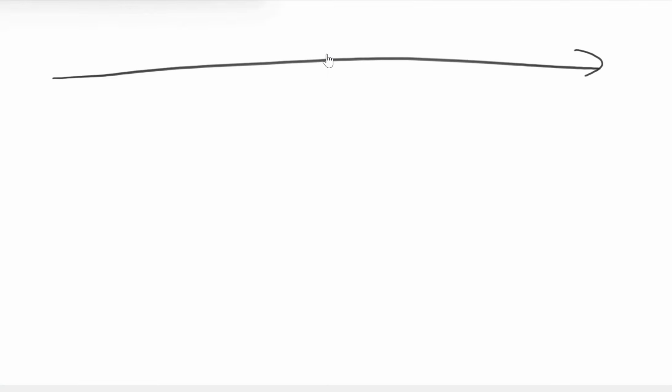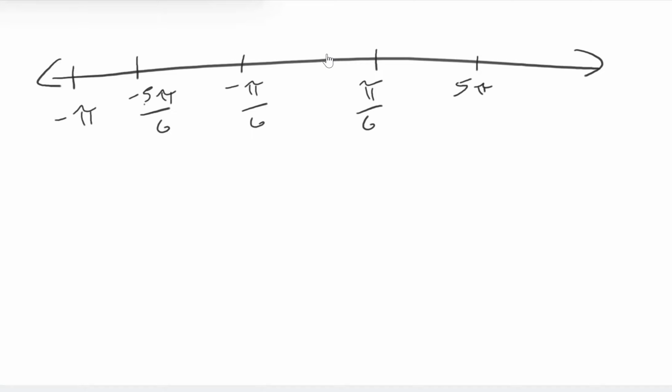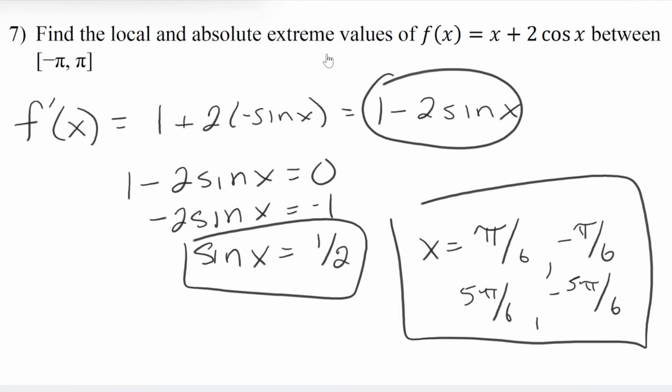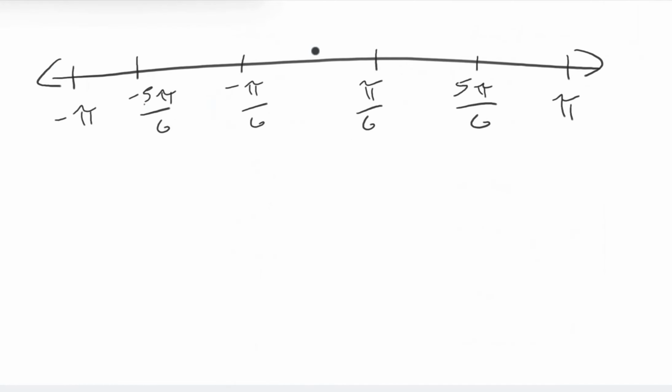Here's my, so I got negative pi, negative 5 pi over 6, negative pi over 6, pi over 6, 5 pi over 6, and pi. So what did I have? 1 minus 2 sine x.